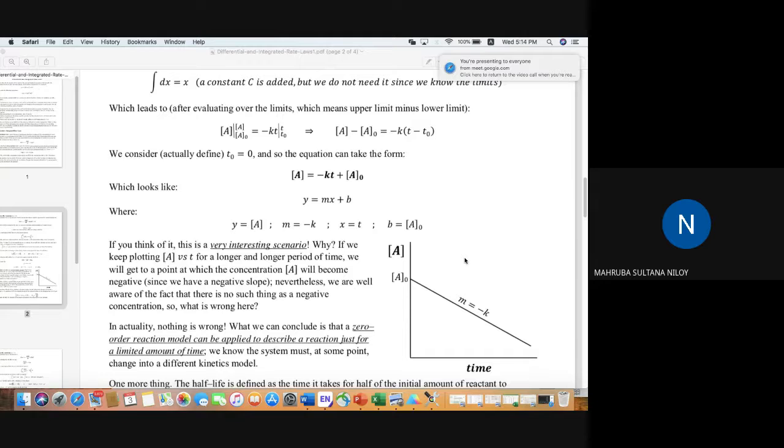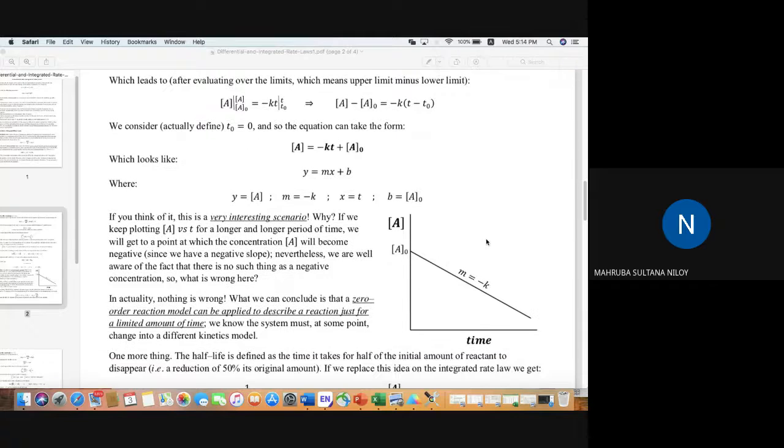Okay. So if we put the values in a graph, we'll get an equation like this, a line like this. If we plot concentration versus time, we'll get a line like this. So here is the intercept. This b means the intercept on the y-axis. Is it clear? Yes, sir.